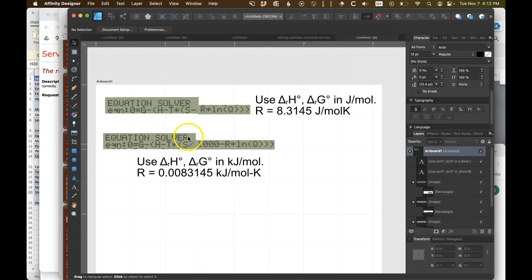So the second form of the equation helps with that by basically converting everything to kilojoules per mole as our unit. Maybe that's potentially more convenient. So that's S divided by 1,000 to go from joules to kilojoules per mole, and then R is also given here in kilojoules per mole Kelvin, which might be more convenient.